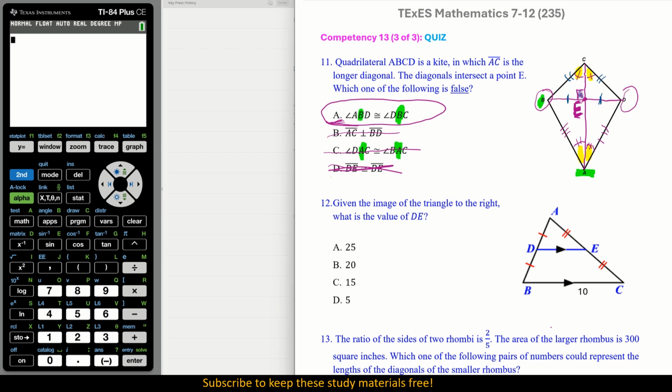Okay, now let's look at 12. Given the image of the triangle to the right, what is the value of DE? Okay, and notice down here, BC segment is the value of 10 units. They're trying to see if you know the basic properties of the mid segment, which is this guy right here. He is called the mid segment.